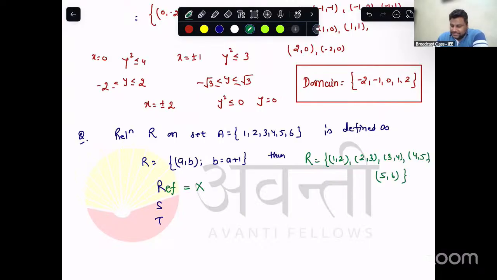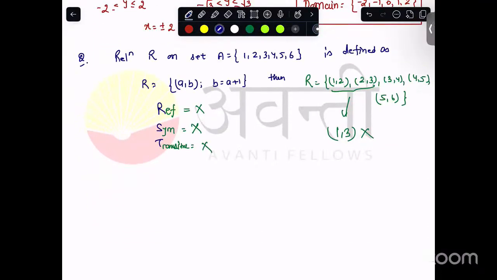Got it? Is it symmetric? Tell me quickly. Not symmetric, because (1, 2) is there, (2, 1) is not there. (2, 3) is there, (3, 2) is not there. Is it transitive? Again, no. Because if you see these two, (1, 2), (2, 3), but (1, 3) is not in the relation. Am I correct? So that means the relation is not transitive. Got it?